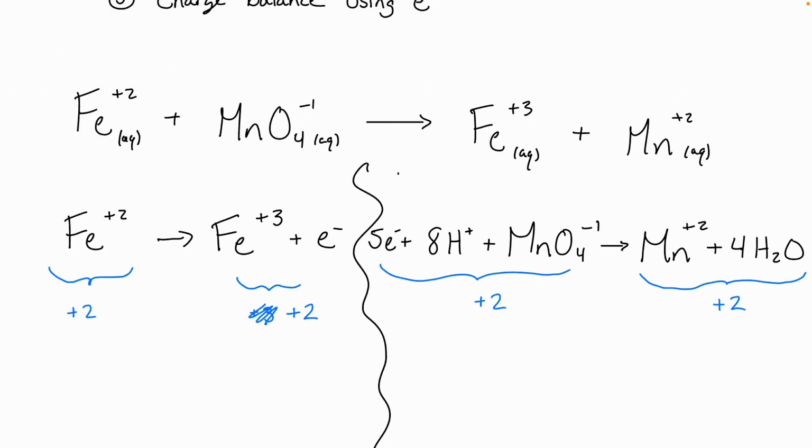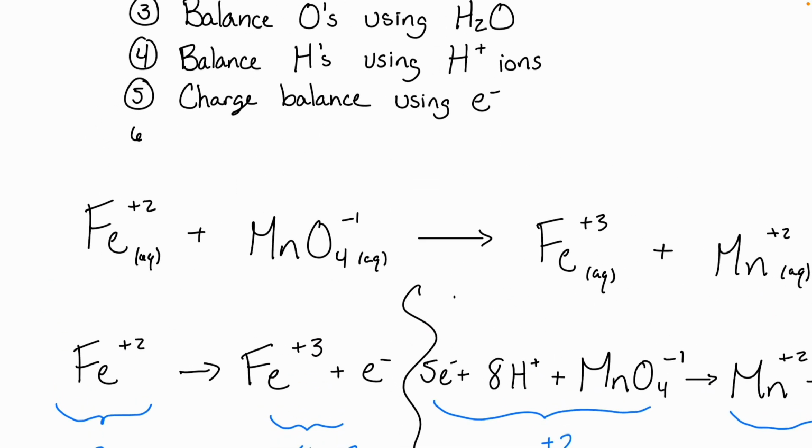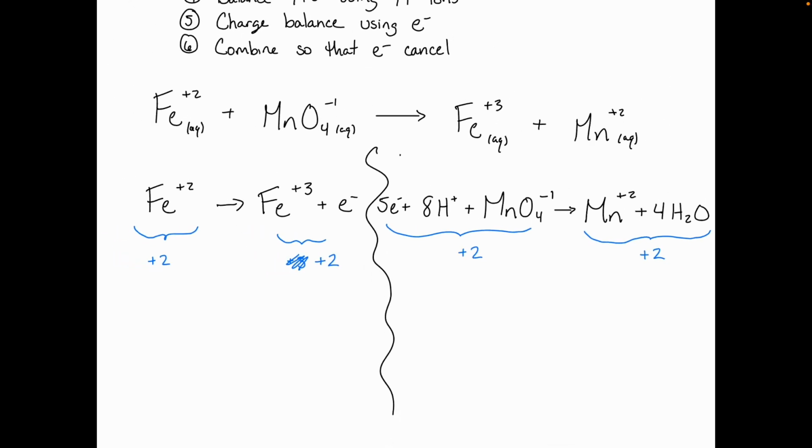Okay, so now we're going to be able to stick these things back together. We're going to combine these two half reactions back. But we have to combine them in such a way that our electrons cancel out. To make a little more space for myself, I'm going to stagger these here. So let me pull this half reaction down here.